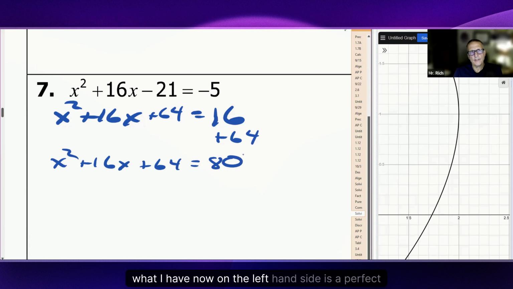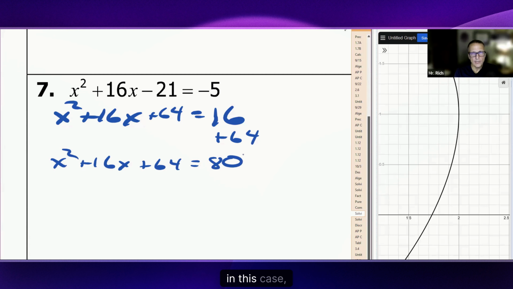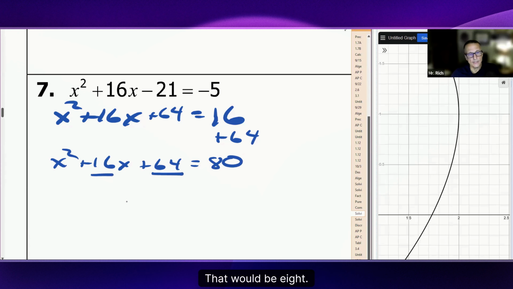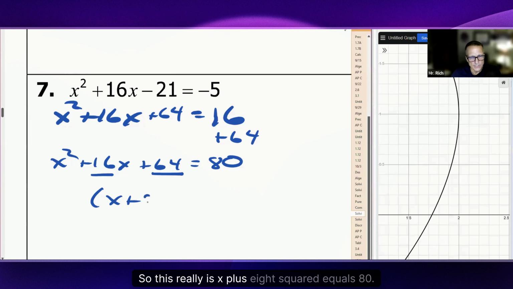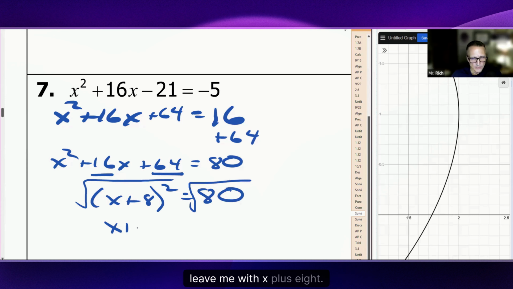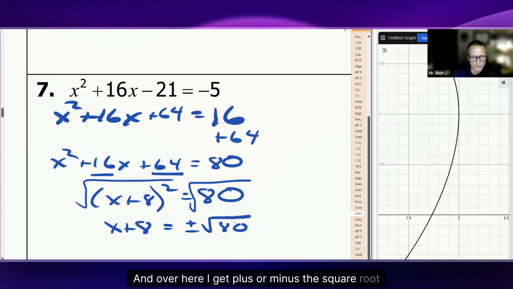Well, what I have now on the left-hand side is a perfect square binomial, meaning that you could now factor it. And when you do factor it, it's going to be, in this case, x plus 8 times x plus 8. Right? What two numbers multiply to be 64, but add to be 16? That would be 8. So this really is x plus 8 squared equals 80. Well, because I have this squared binomial on the left, I can then square root both sides. And that will leave me with x plus 8. And over here, I get plus or minus the square root of 80.